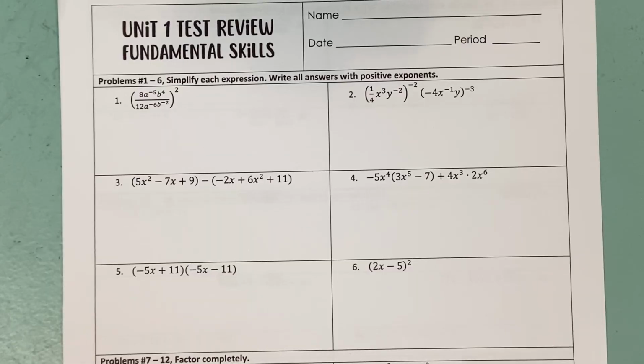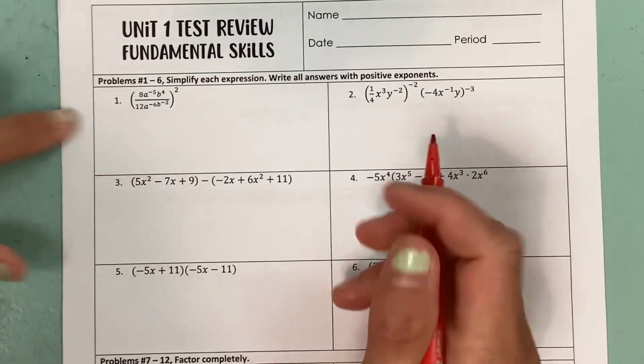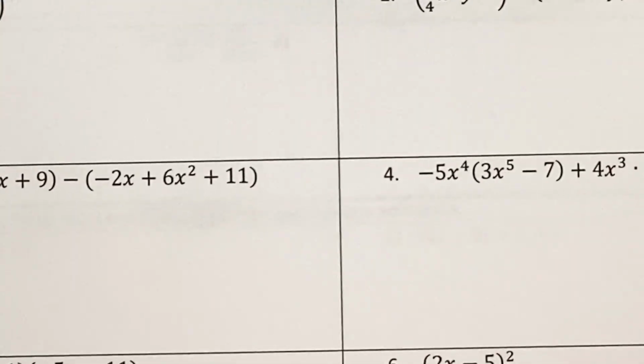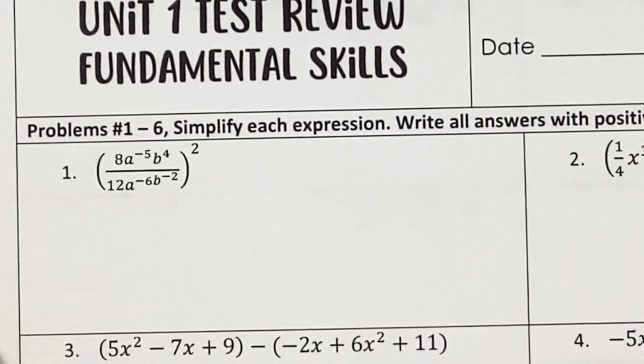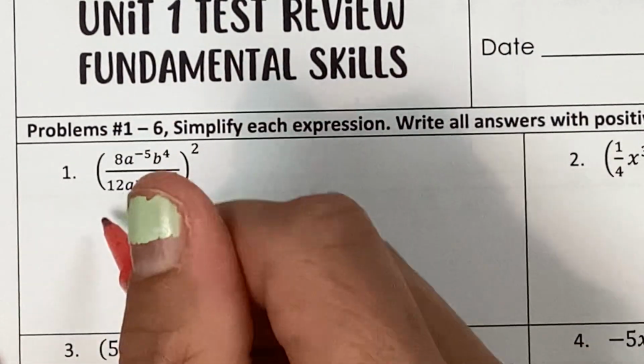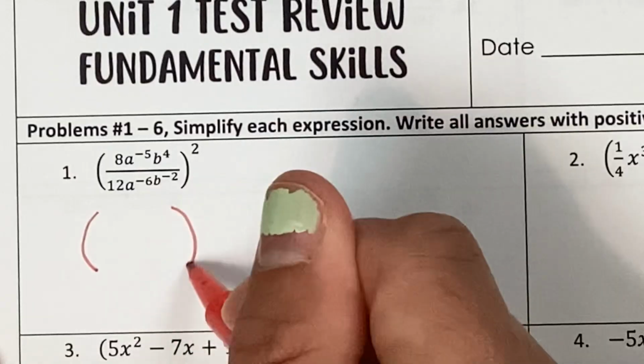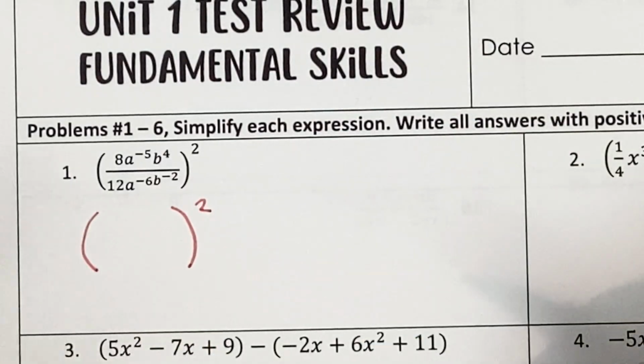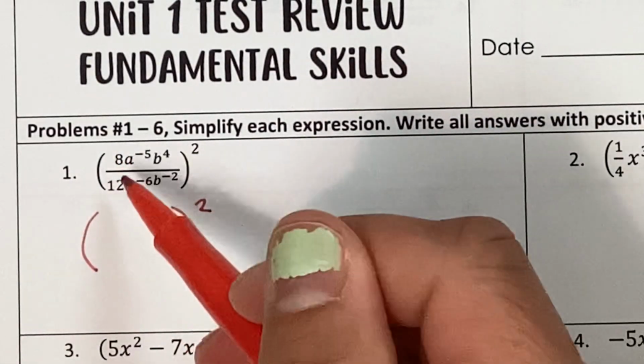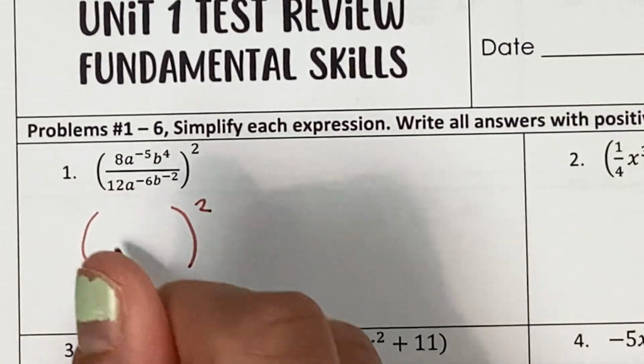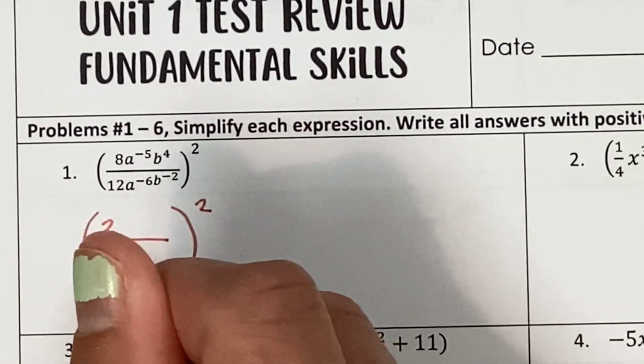So on these first examples, I am going to simplify each expression using my exponent rules. On this first one here, I'm going to simplify the inside first, so there's just less going on. 8 and 12 are both divisible by 4, so that's going to make that 2/3.